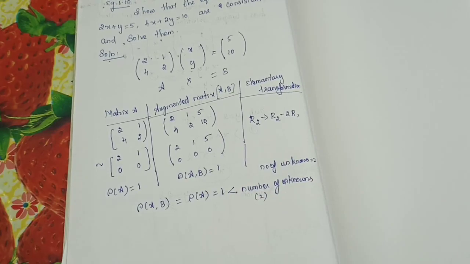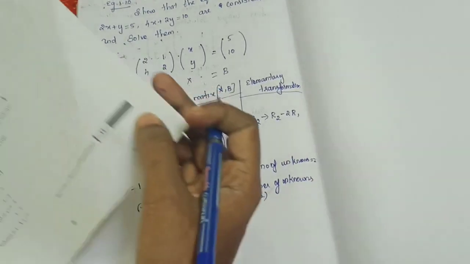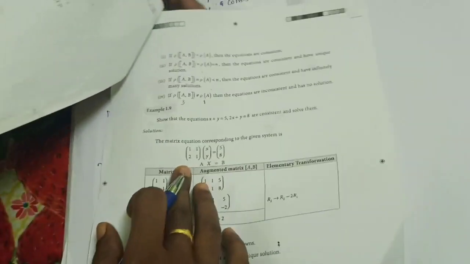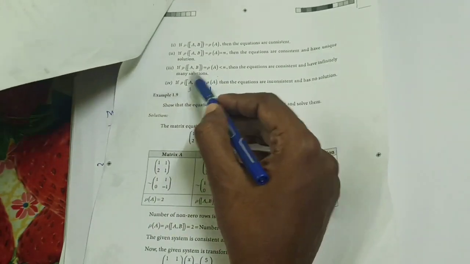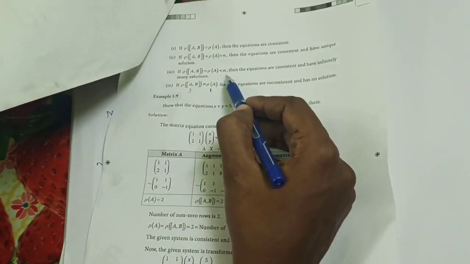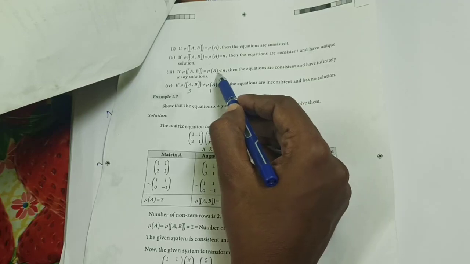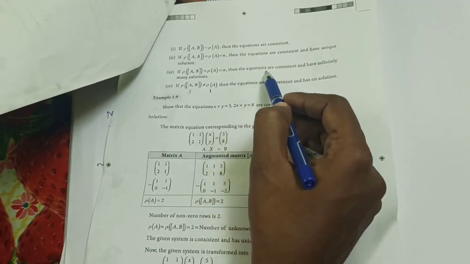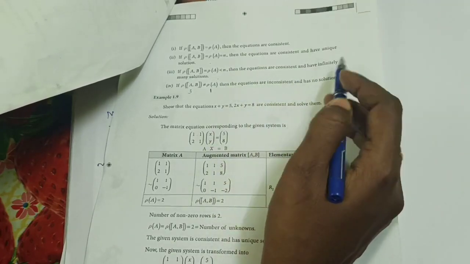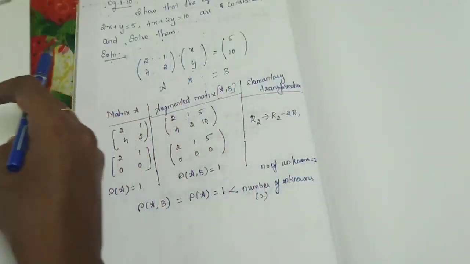So less than 2 means which condition will we see? Find out. Rank of AB is equal to rank of A. Both the values are equal but less than n. So how will we conclude? The equations are consistent and have infinitely many solutions.